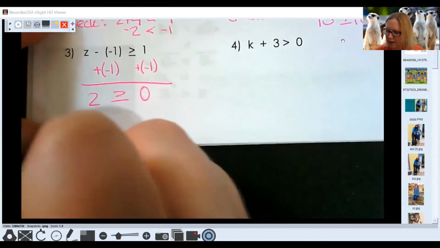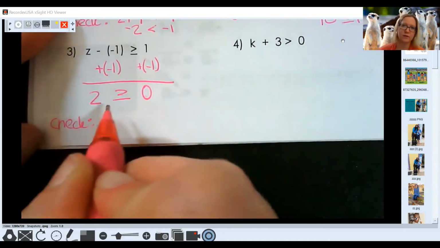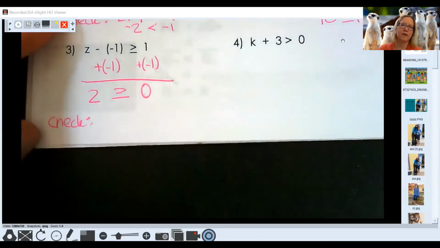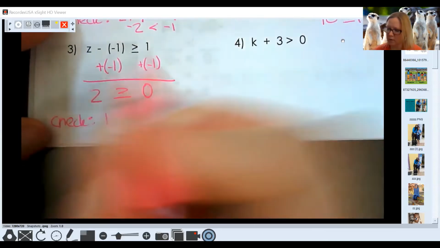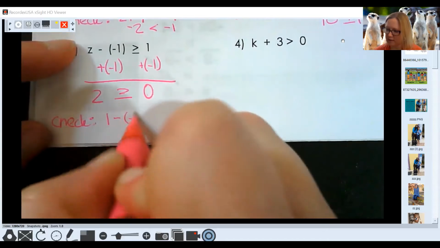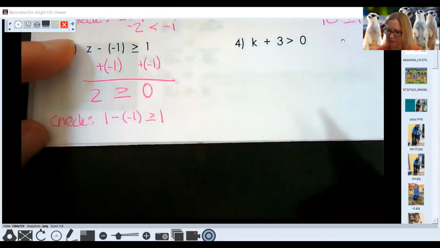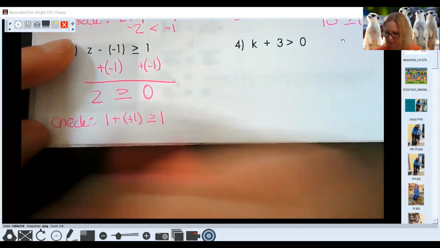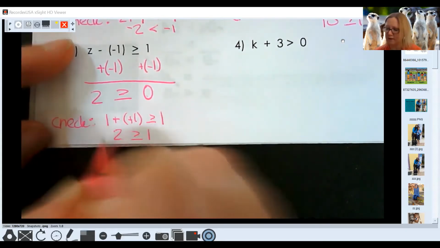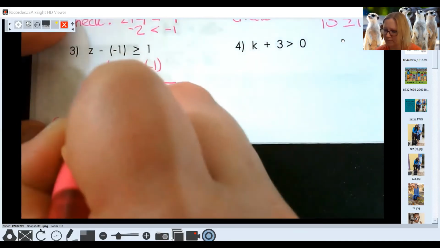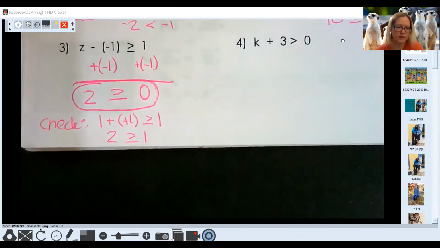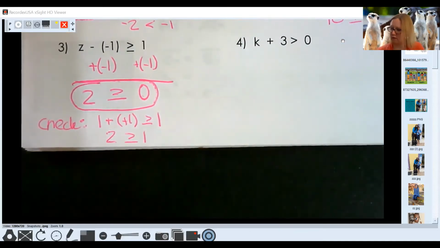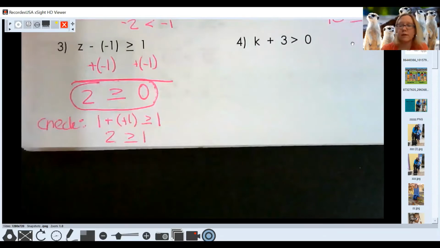I'm going to check it by choosing a value that would be true in this inequality. So let's say 1. So 1 minus negative 1 is greater than or equal to 1. 1 minus negative 1 is the same as 1 plus 1. So 2 is greater than or equal to 1. That's true. Okay. So my solution is, or sorry, z is greater than or equal to 0. Hold on 1 second. Okay, back to it.